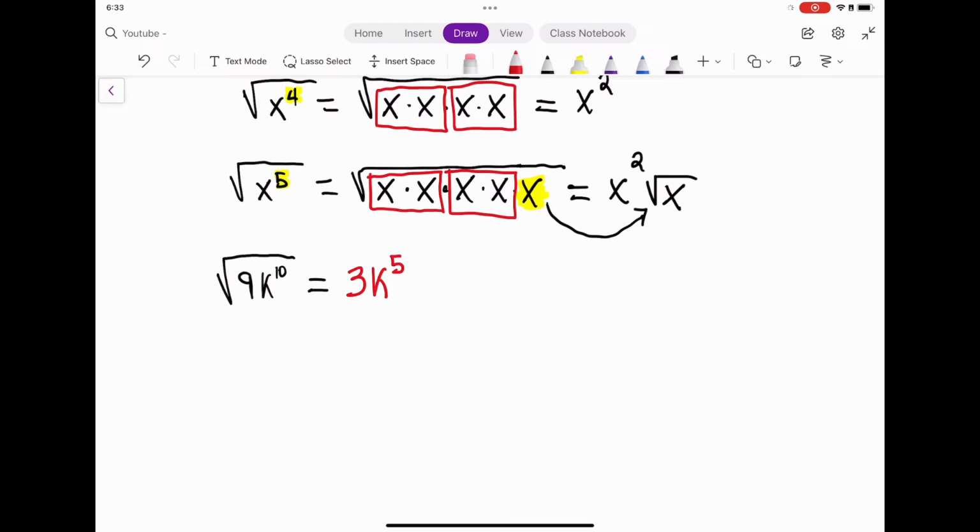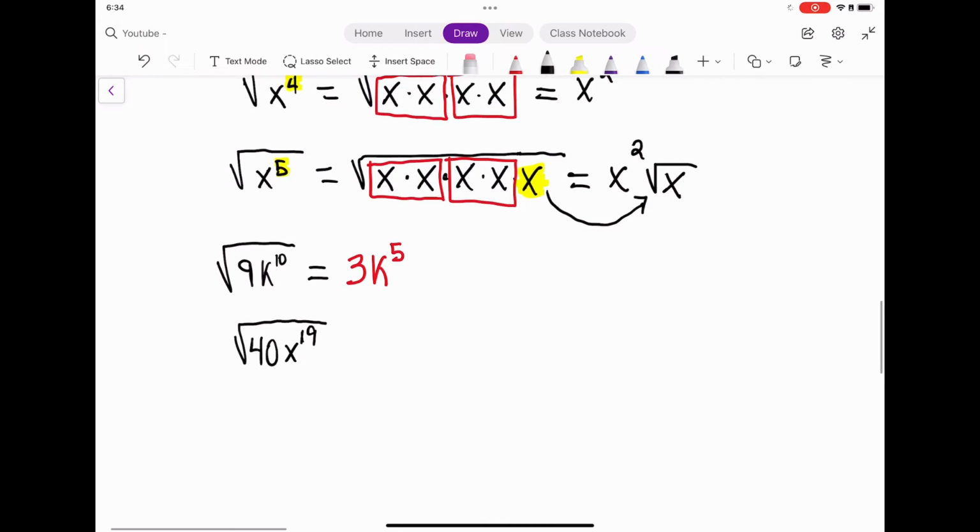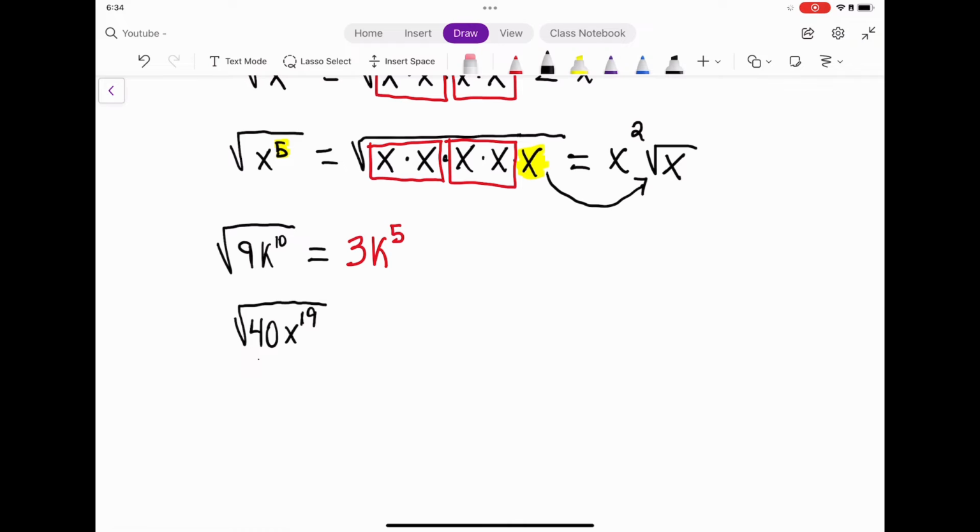Okay? But what if our coefficient is not a perfect square? So in the problem, we had radical 40x to the 19th power. So we know that 40 is not a perfect square. So how do we go about breaking this down? Let's focus on the number part. We could have radical 4 times radical 10. And I'm looking at my exponent and I notice that it's an odd number. So the best thing to do is to split it.